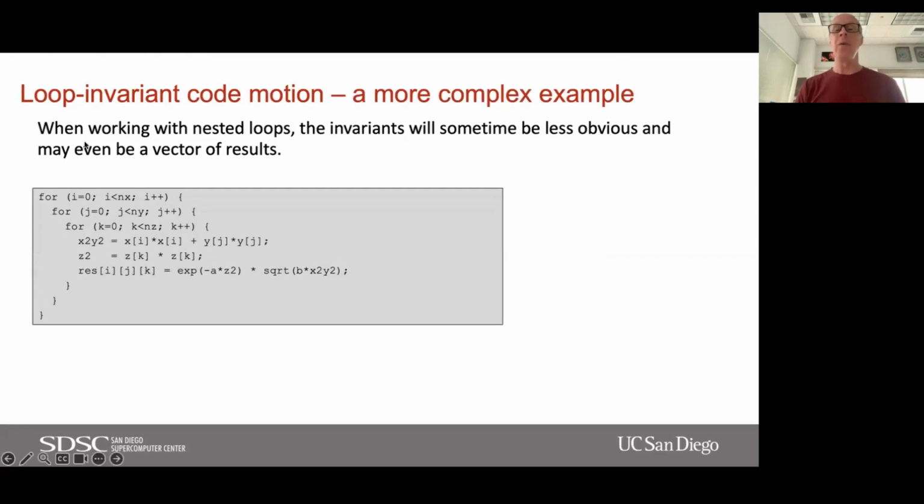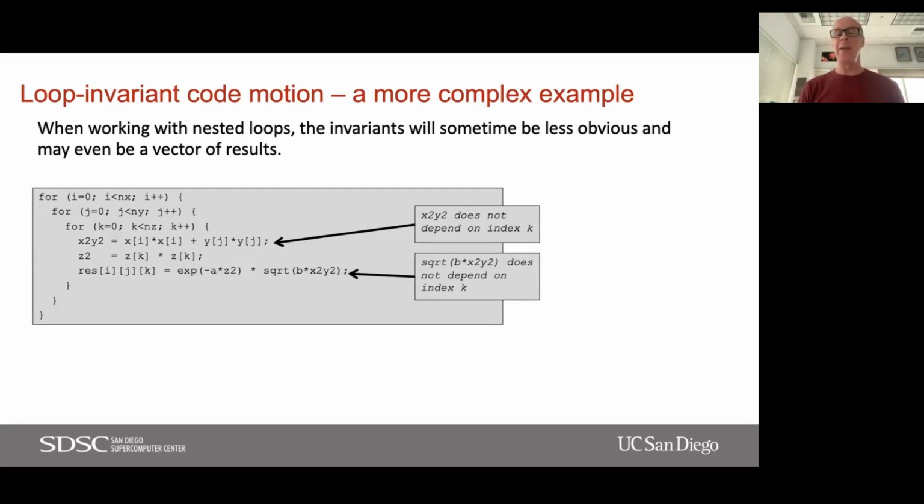There are also more complex examples of this. This is adapted from a code that I worked on a few years ago for constructing animal home ranges from GPS tracking data, modified a little bit for this example. So we had triply nested loops. Sometimes the invariants are going to be a little less obvious and may even be vector results. For example, here, we notice that x2, y2 does not depend on the index k. So on that innermost loop, this is a calculation that we don't need to do over and over.